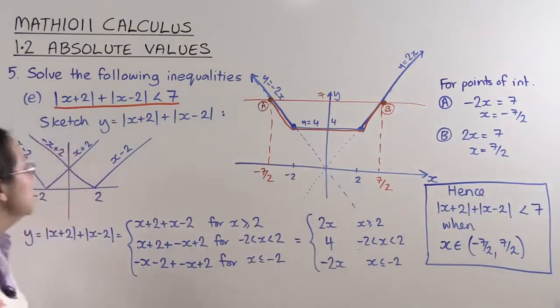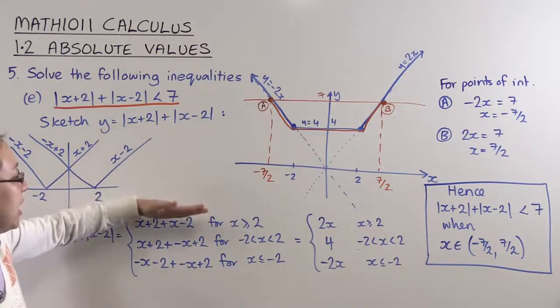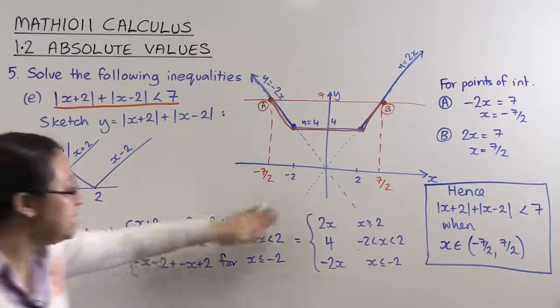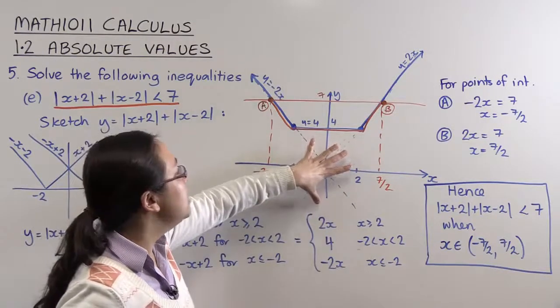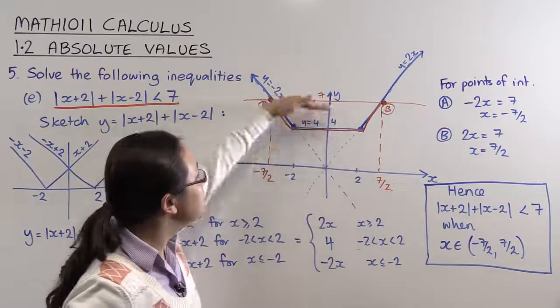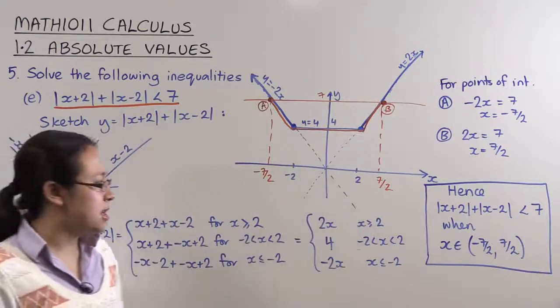To find it, we had to sketch this graph. To sketch that graph, we had to work out the equations for each piece and put them together. And then we had to work out when the y value of that graph is less than 7, and that involved finding some points of intersection and reading the answer off the graph.